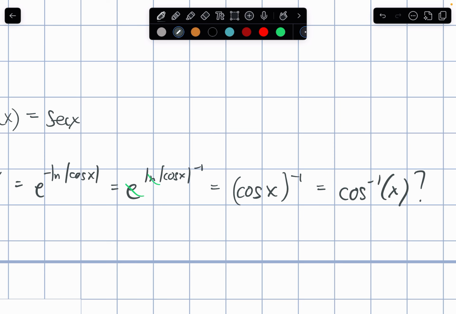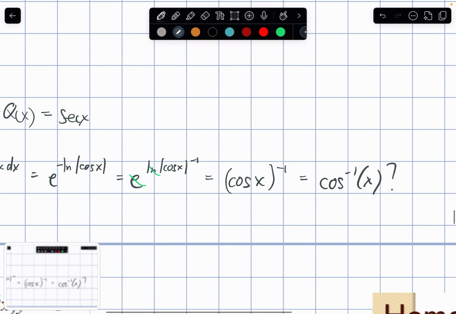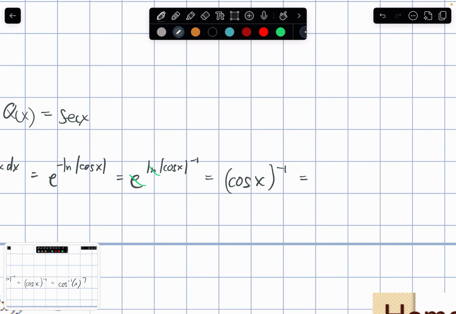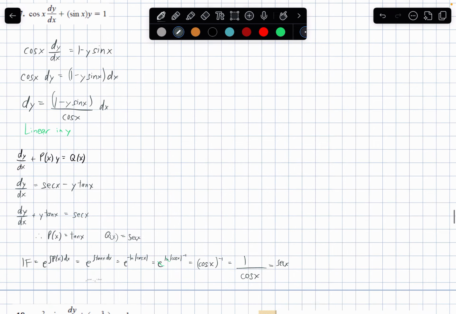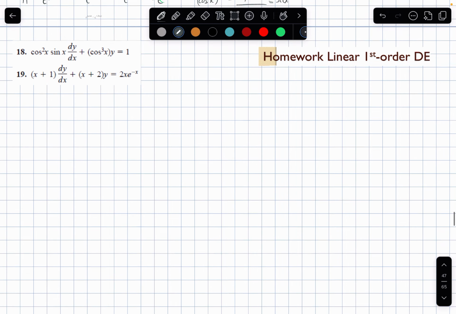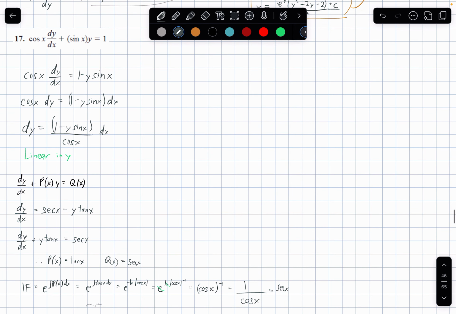I believe we can also rewrite this as this. I'll have to ask this back. Not really sure. I don't think so. That's my hypothesis. Or we can just rewrite it as this, and then this. Comprende? 17. What is the integrating factor? Secant x. Precisely what we got.